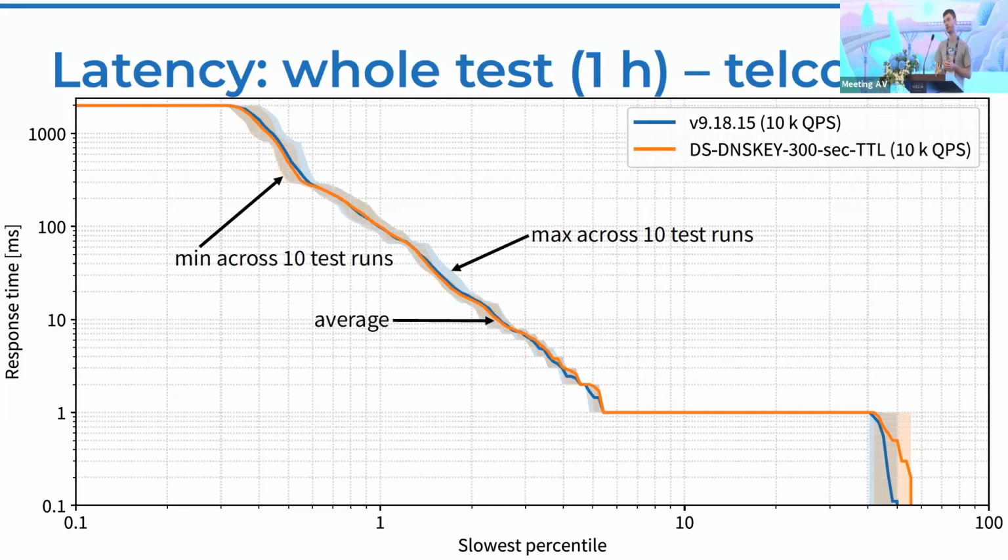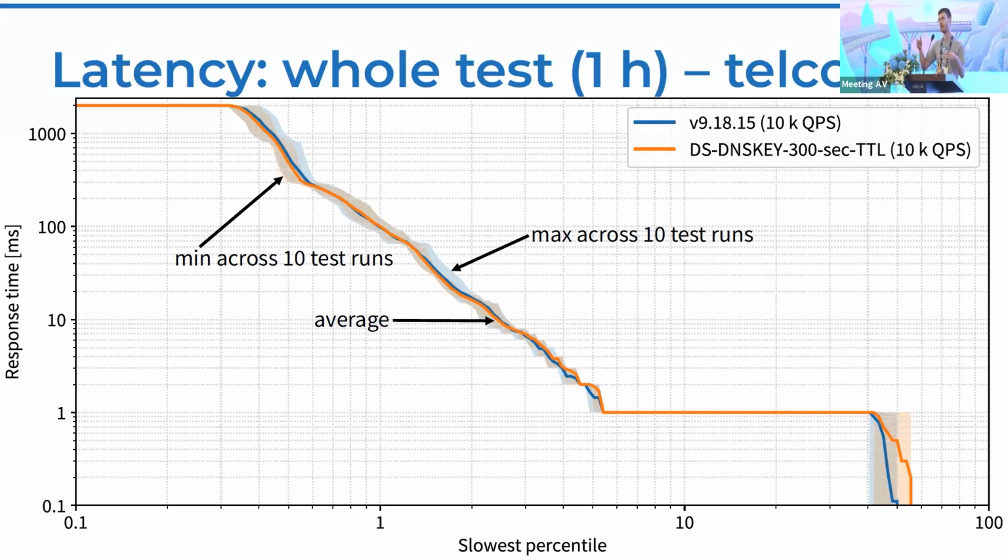We had to repeat the experiment 10 times to see whether it moves a little bit or not. But it turns out that the difference between the orange and blue, so the original and the hacked version of the resolver, is within the measurement error. It's just the noise from the real internet because we are benchmarking against the real network. So it turns out that limiting TTL to 5 minutes for DS and DNSKEY records doesn't really change anything whatsoever on the latency. And this chart shows results for a 1 hour period.